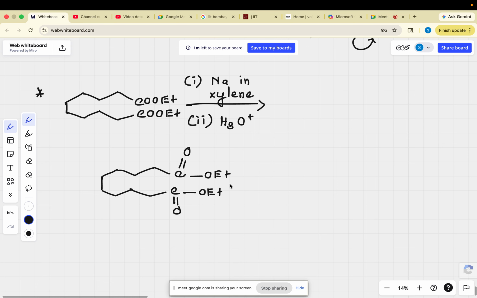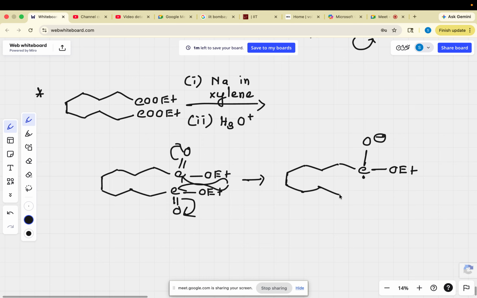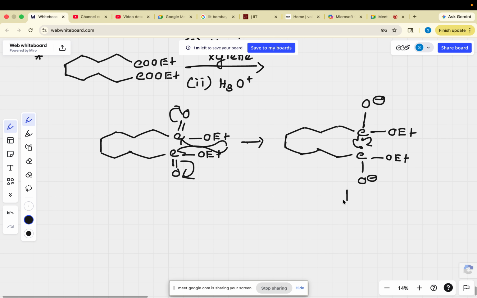So sodium will give one electron to this carbon center also, to this carbon center also, and this bond will break down. So it will be carbon, you are getting O minus OET. Here you will have one odd electron. Carbon, here also you will have one odd electron, and this oxygen is becoming O minus OET. Now this radical and this radical, they will combine with each other.